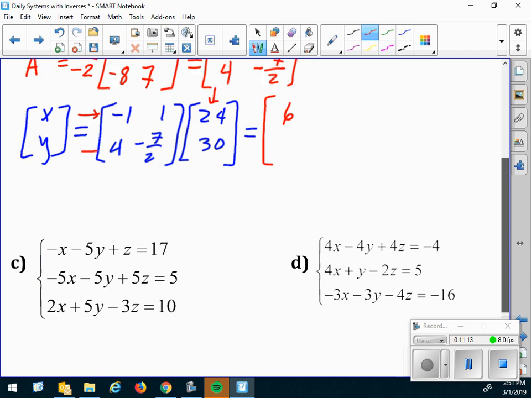Row 2, column 1: 96. Yeah, -210 divided by 2 is -105. That's right. So the answer is 6, -9.